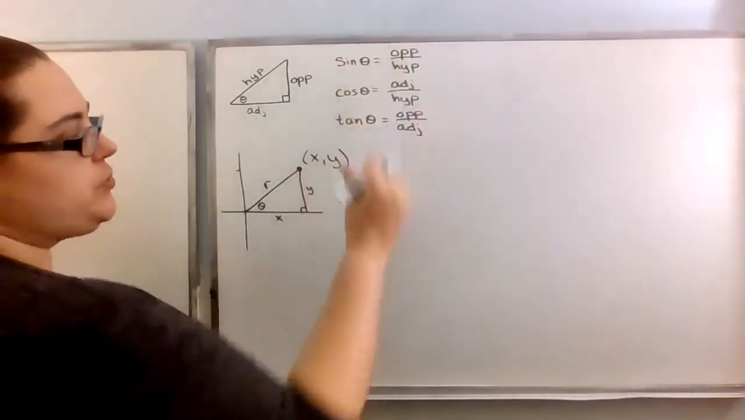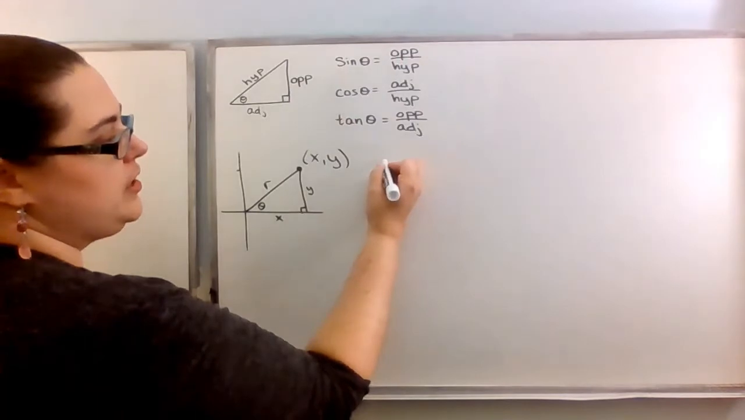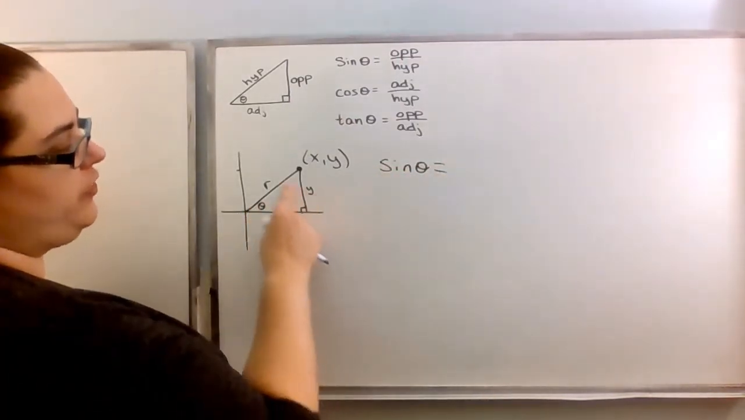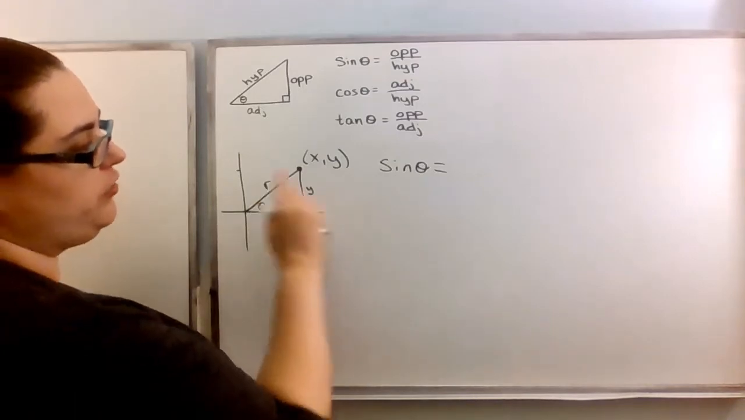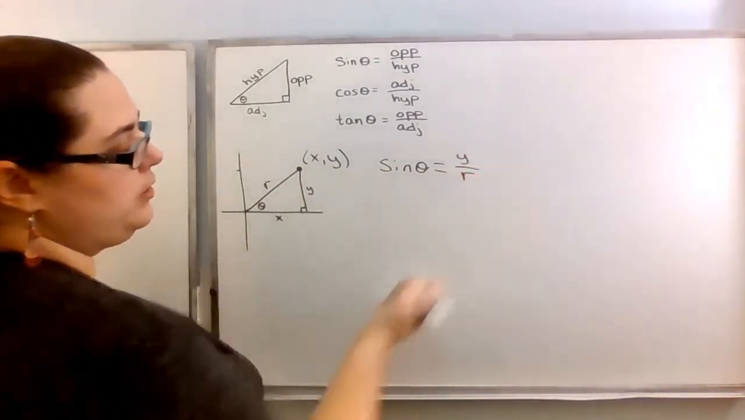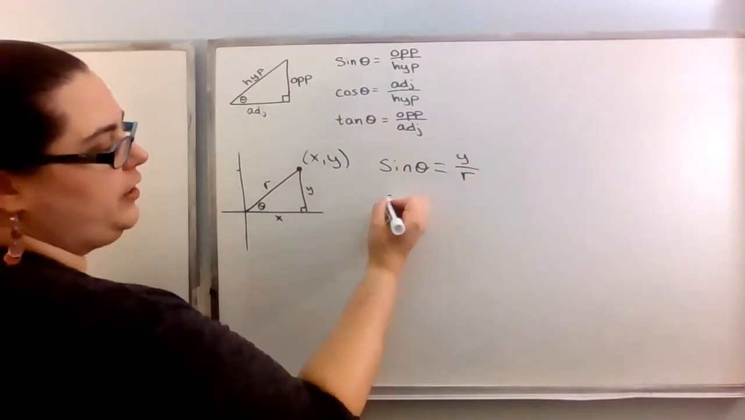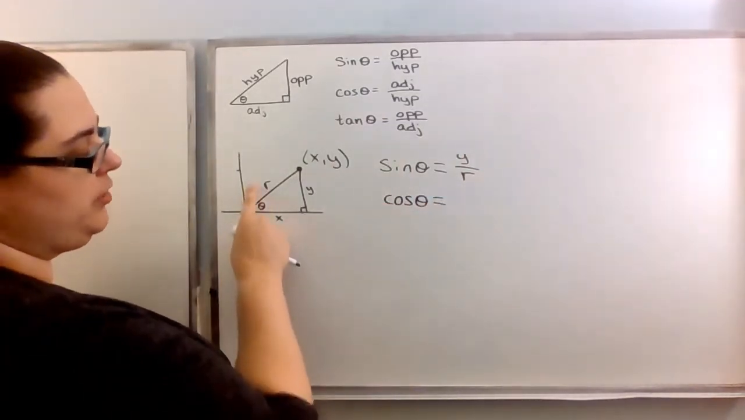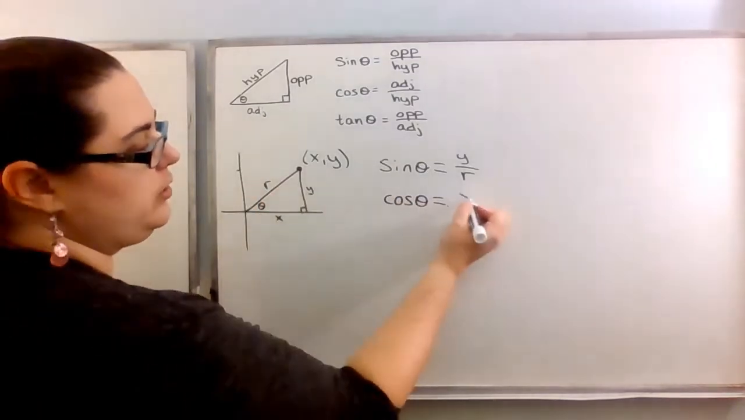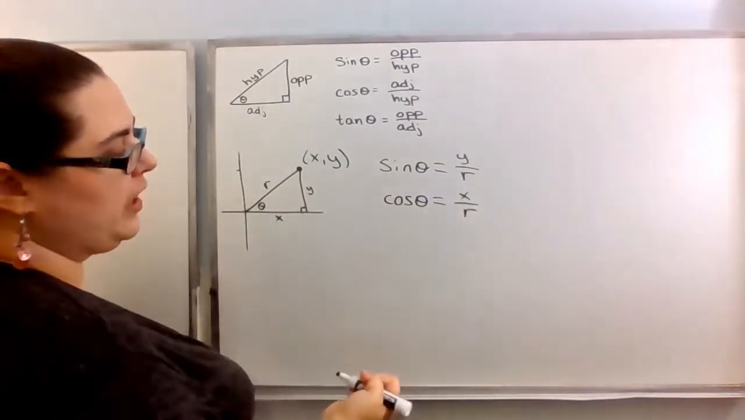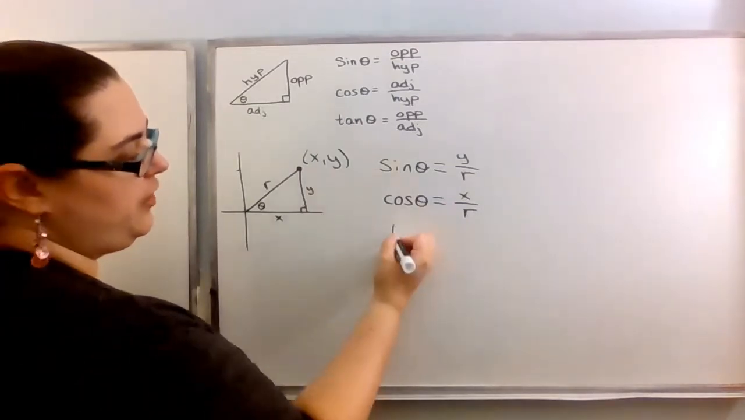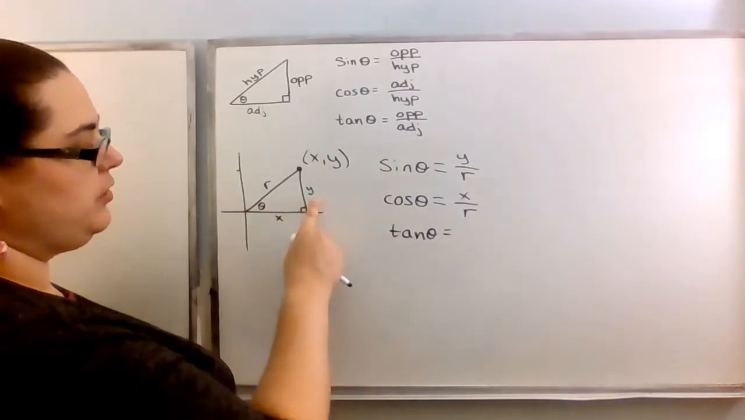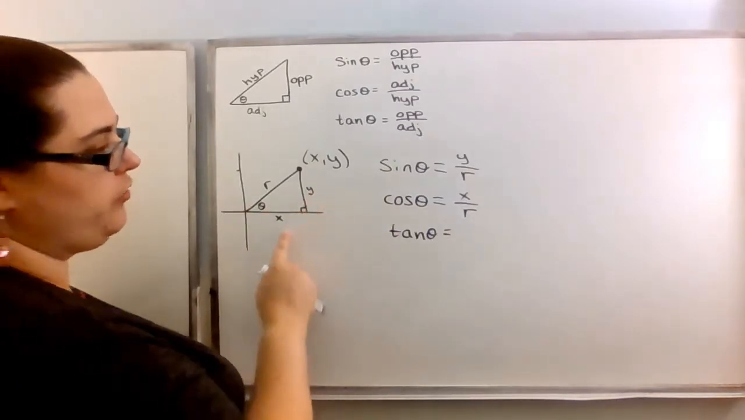So we can rewrite these relationships as sine of theta is going to be the opposite over the hypotenuse. So it's going to be y over r. Cosine of theta is going to be the adjacent over the hypotenuse. So it's going to be x over r. And then tangent of theta is going to be the opposite over the adjacent. So it's going to be y over x.